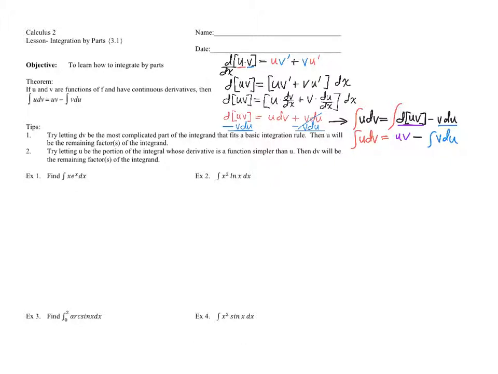Two different types of functions being multiplied together as part of an integrand. That's your key indicator that what you're dealing with is integration by parts. U substitution won't work, right? Because if it would, you'd use that.